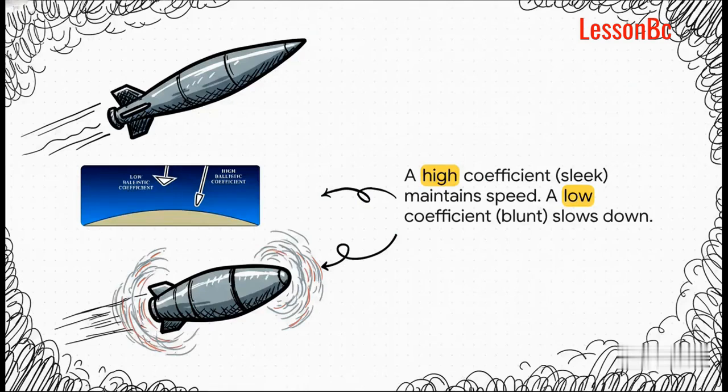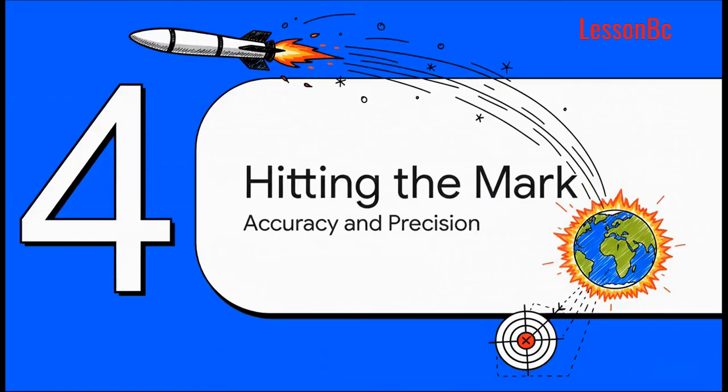A sleek, heavy, dart-like shape has a high ballistic coefficient. It cuts right through the air and holds on to its speed. On the other hand, a blunter, lighter shape has a low coefficient and gets slowed down a lot more by drag. This means the warhead shape is absolutely crucial, not just for surviving the heat, but for making sure it stays accurate. So after traveling thousands of kilometers, surviving that fiery plunge, how does the thing actually hit its target?